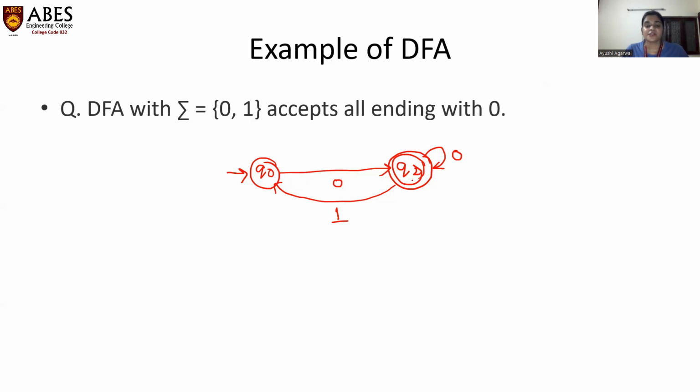Next, what if it is starting with 1? We have talked about strings ending with 0 and also starting with 0. But what if any string is starting with 1? If any string is starting with 1, it must be tracking back to this state. Reading 1, coming to this state, then it can follow and end in the final state, having the ending variable as 0. So this is the transition diagram for this particular question. You can further try it by yourself.